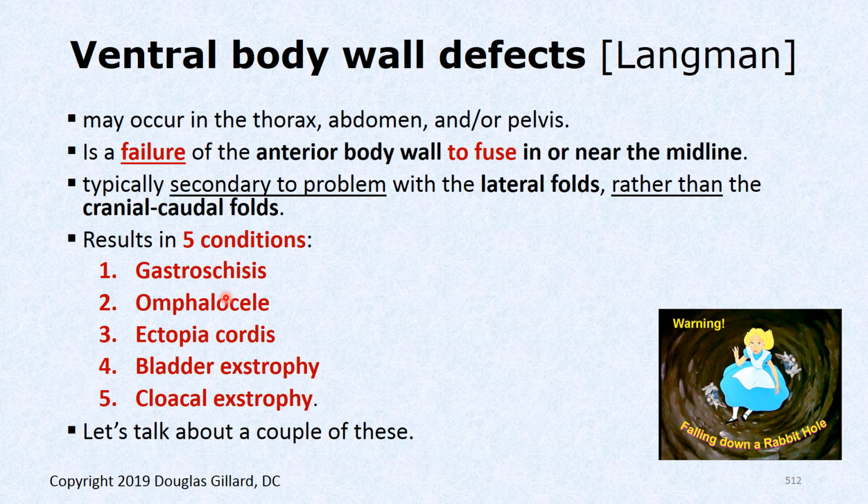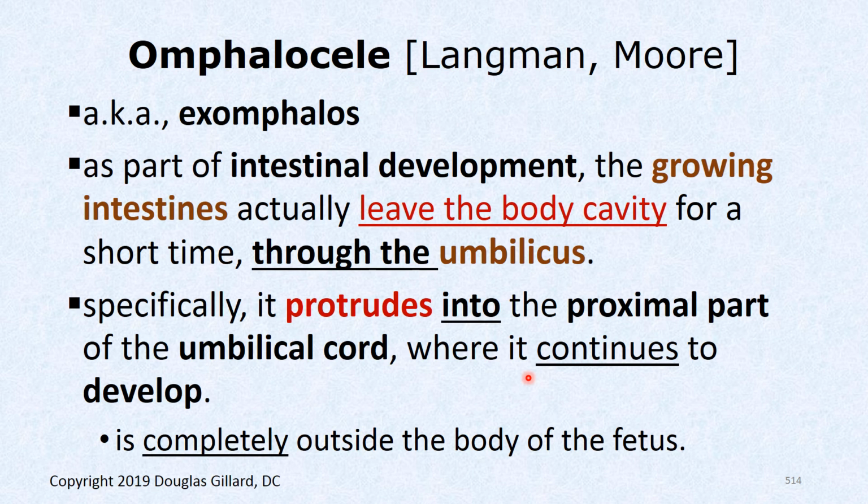So gastroschisis we're going to talk about. Omphalocele, super important ones. Ectopia cordis, hearts on the outside of the thorax. What? The heart is literally outside. People live like that. Bladder exstrophy. Bladder's on the outside of the body. Cloacal exstrophy. Probably won't get to these, but we're going to talk about a couple of these for sure. Pathology rabbit hole. Let's go talk about the omphalocele.